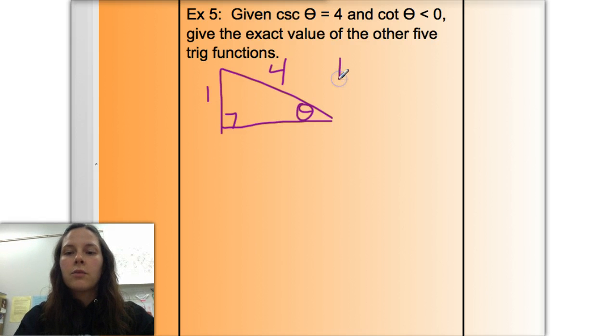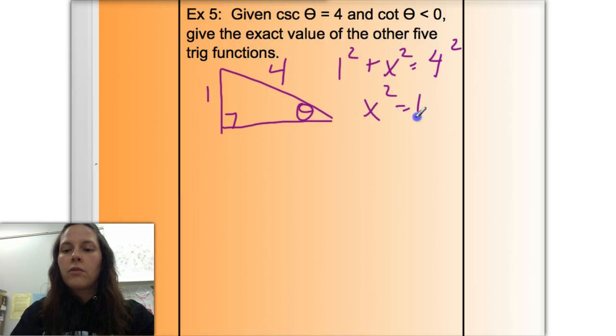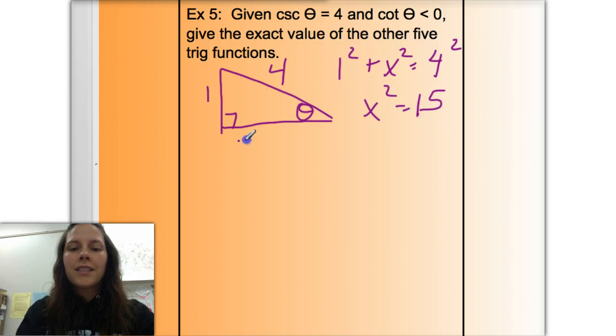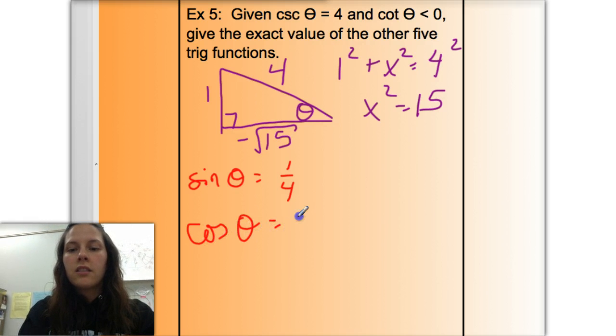So we have 1 squared plus x squared equals 4 squared. 4 squared, of course, is 16. Subtracting 1 from that, we get 15. So x is negative square root of 15 because we know we're in the 2nd quadrant. Now we can set up our other 5 trig functions. So sine is opposite over hypotenuse. Cosine is adjacent over hypotenuse, which is already rationalized, so that's nice.